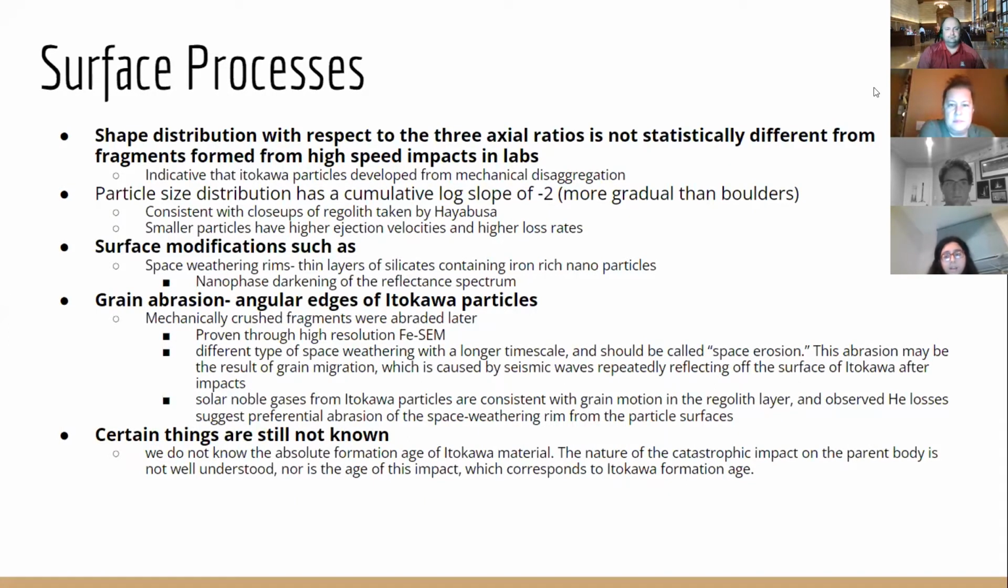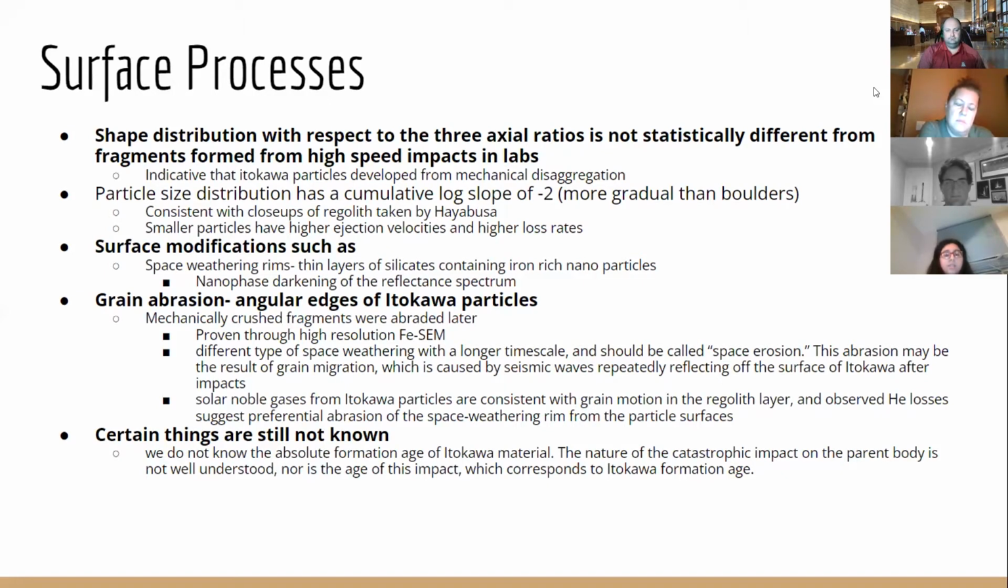If we take a deeper look into the surface processes, we can look at a couple of different things. The first thing here is shape distribution. The scientists did a lot of complicated calculations, but based off those calculations, we can understand a lot about the history of the asteroid itself. With respect to the three axial ratios, the fragments formed were similar to those that scientists have made through high-speed impact labs. And this shows that the Itokawa particles probably developed from mechanical disaggregation.